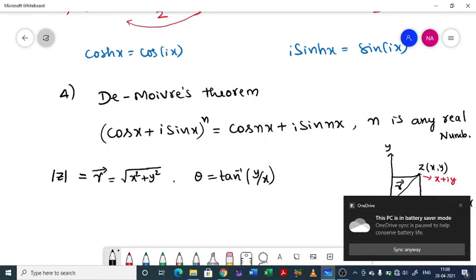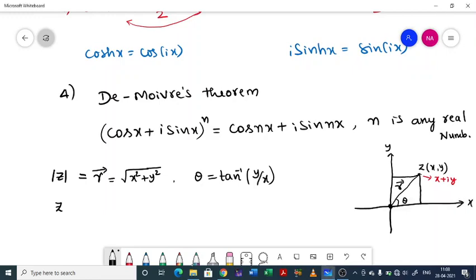Usually instead of vector r we write modulus of z. So given any complex number z equal to x plus iy, the distance of the point z from the origin is given by modulus of z, that is given by the formula square root of x square plus y square. So this is called the modulus of z.